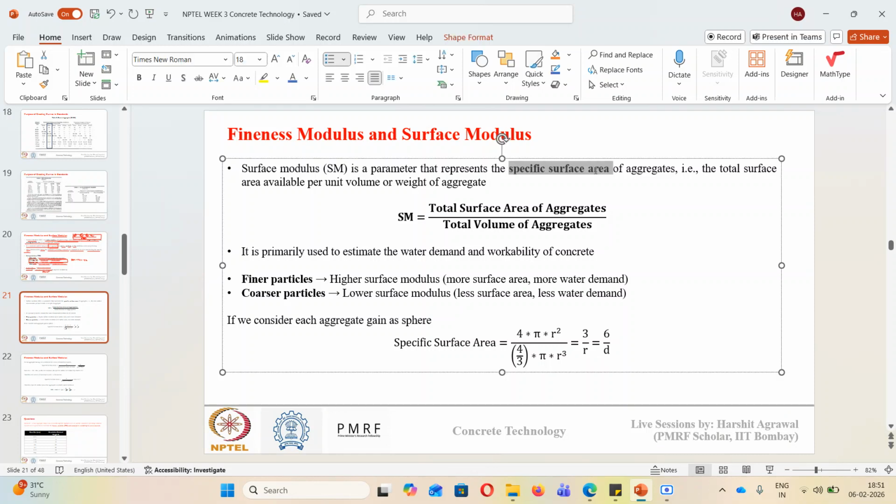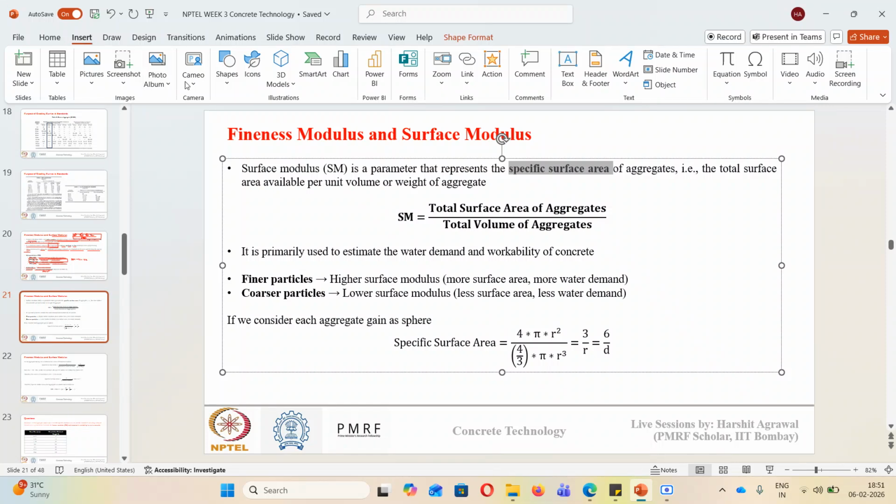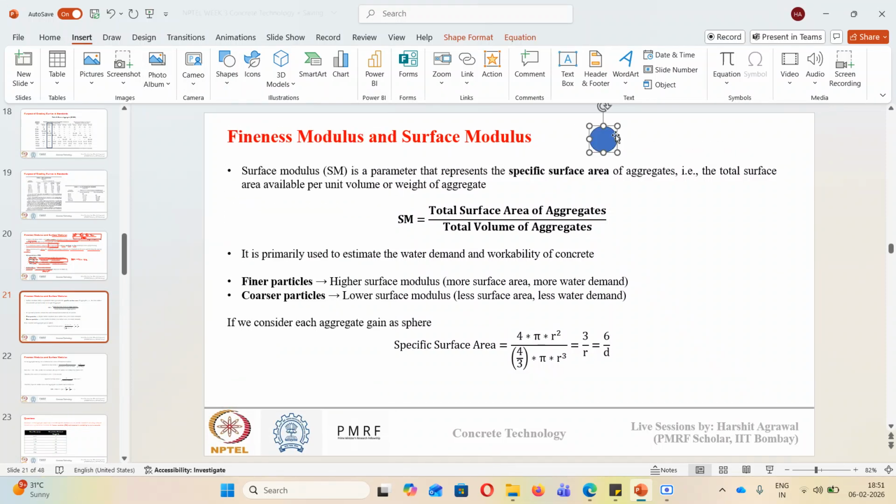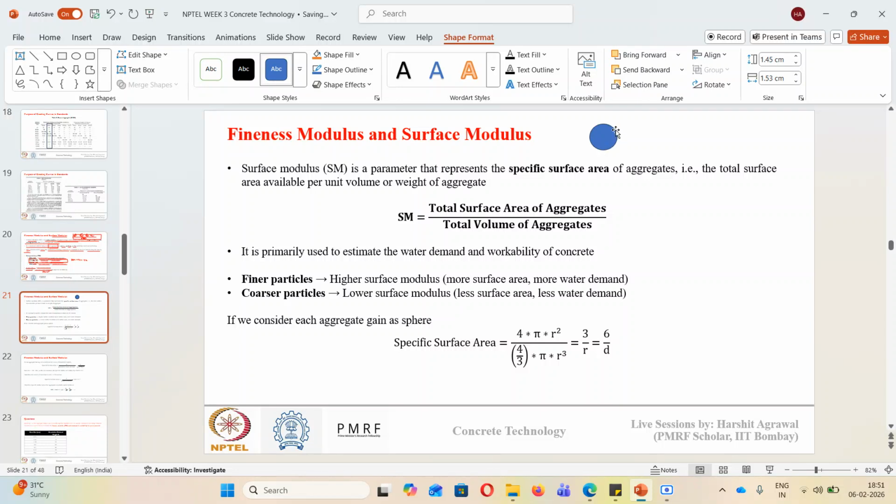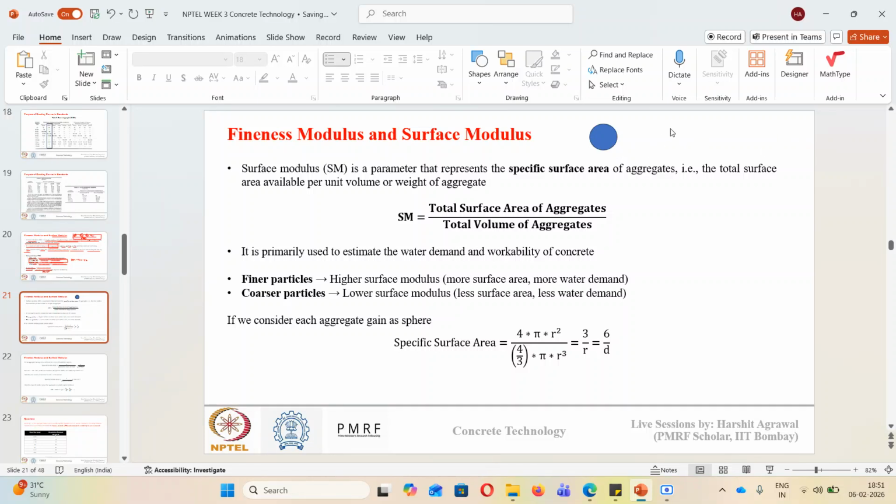Okay, so specific surface area, when I talk about, this is the area. If this is my aggregate, what is the surface area of an aggregate? It is known as the specific surface area. Why is this specific surface area important? It is the total surface area per unit kg of aggregate that is available to us. So if I have 1 kg of aggregate, what is the total surface area of aggregates available in that 1 kg? It is known as the specific surface area.